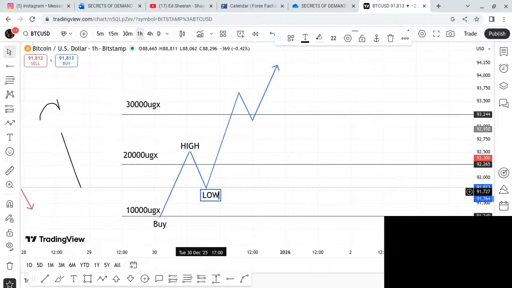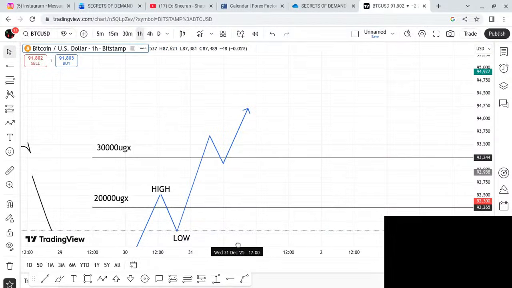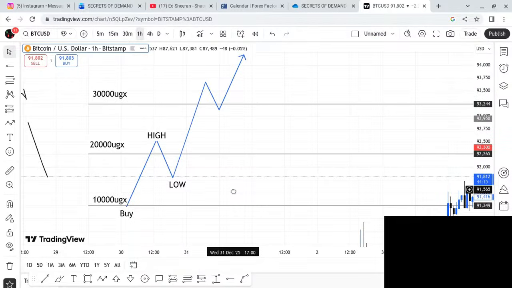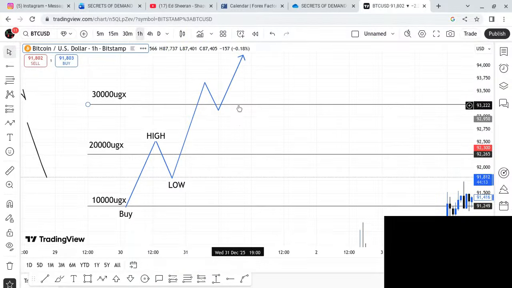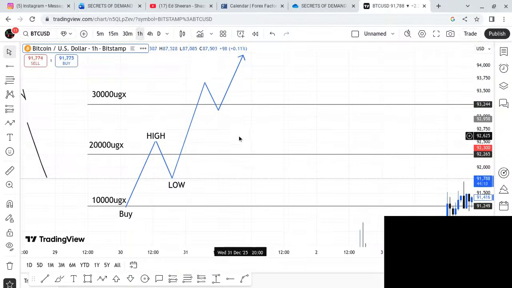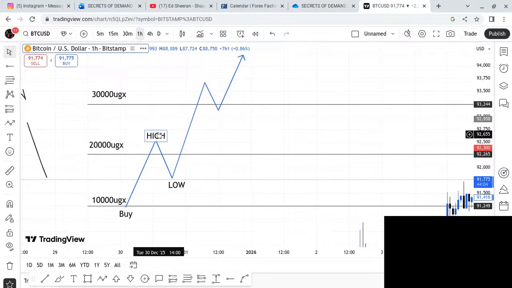I'm still on an uptrending market. I'm still giving examples on an uptrending market. We haven't looked at the downtrending yet. So giving an example right here, I said this is a high around here and this is a low.